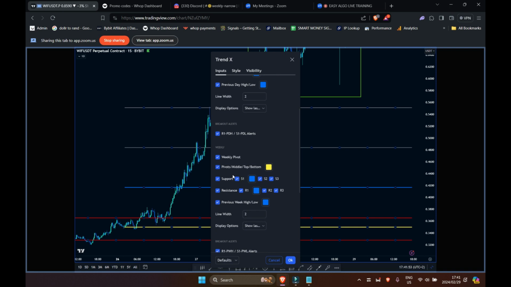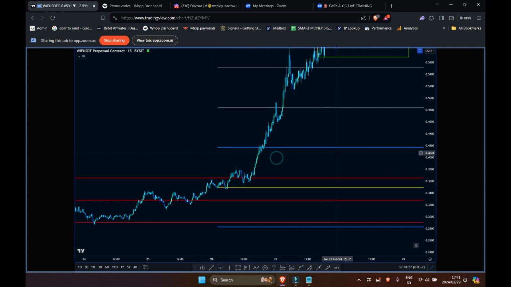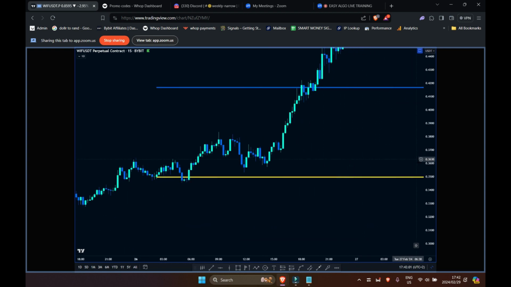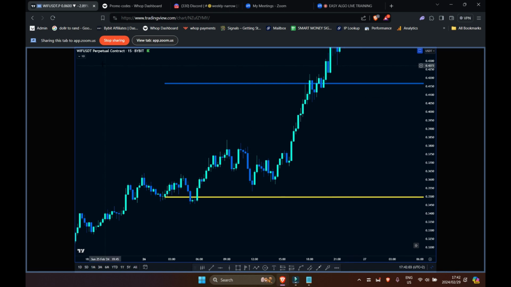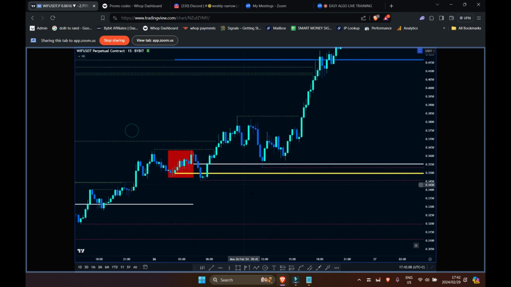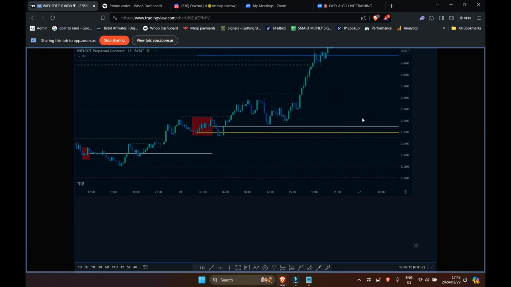So for instance, I'll turn off the monthly and I'll just focus on the weekly. When I was talking about this trade on Monday, I turned on indicator X and this is what we were looking at. I think I had the 5 minutes time frame on.